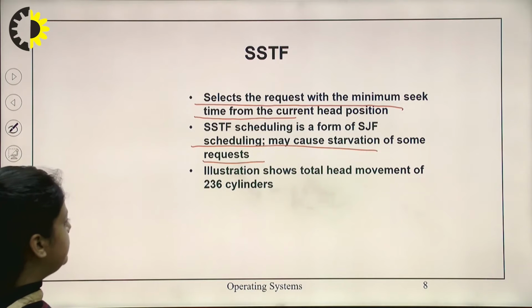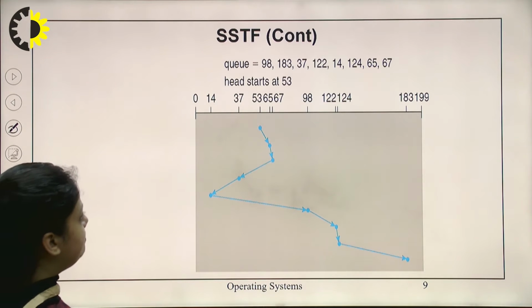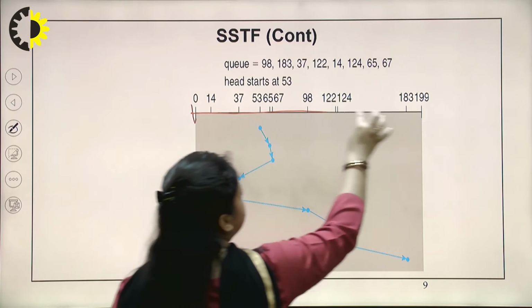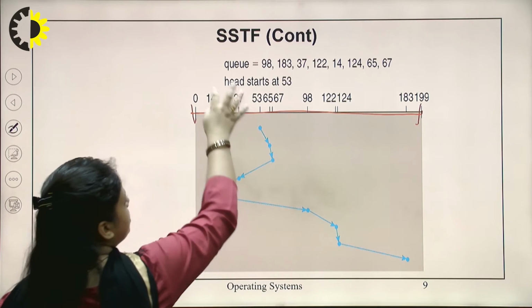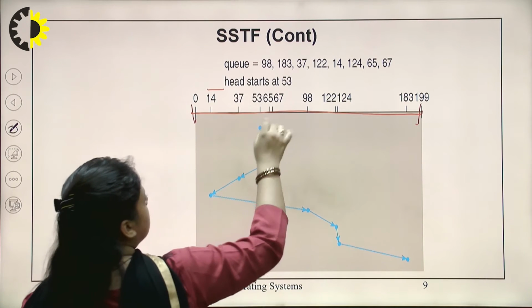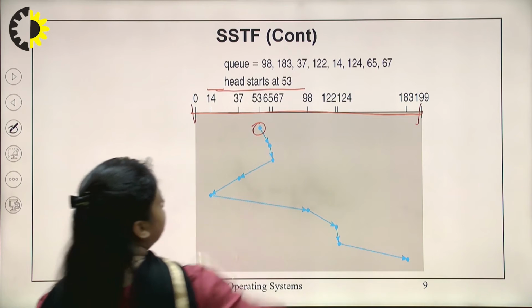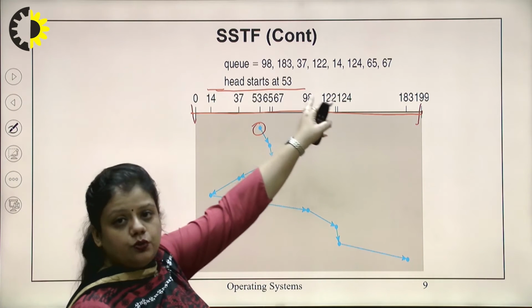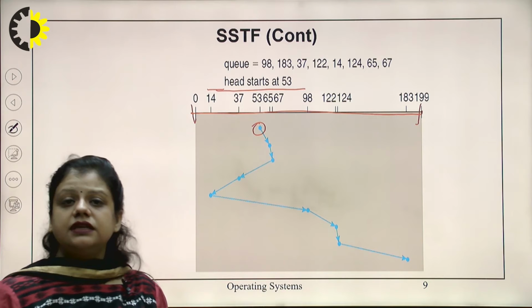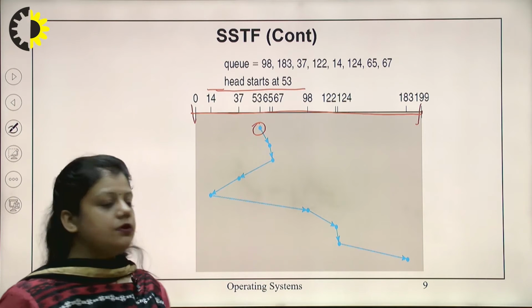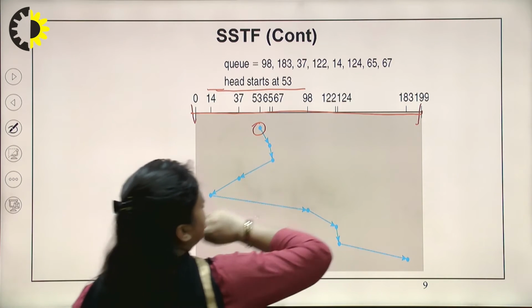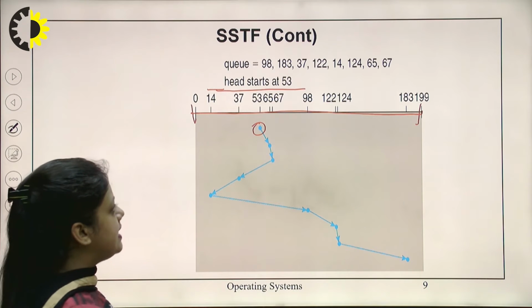So let us consider next same with SSTF. Again we have numbers from 0 to 199. Current head position, head starts at 53. So the current head position is at 53. Now in FCFS we were simply following the queue. Here we are seeing the seek time. What is the minimum time required? So from 53, if it goes to 65, that is the least distance that it will cover.